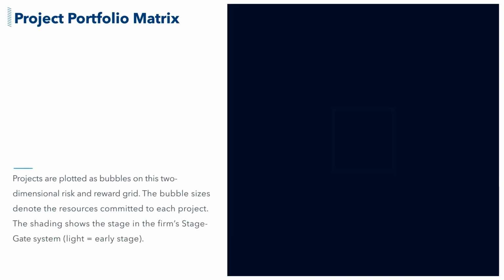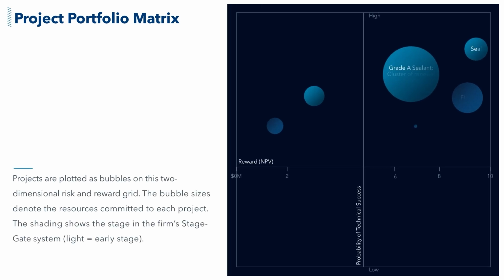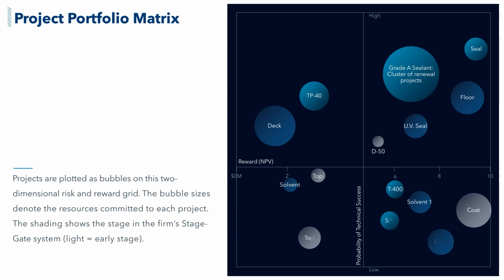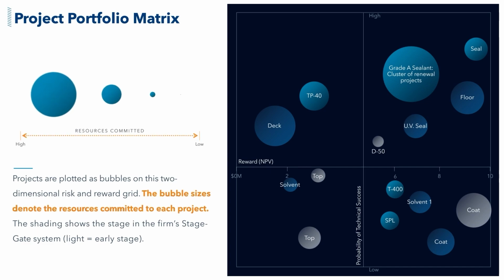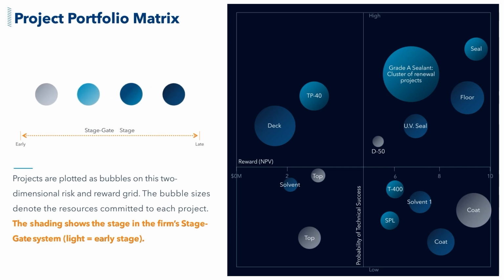Another way to look at the innovation portfolio is with a risk-reward chart known as the Project Portfolio Matrix. To build it, projects are plotted on a 2-dimensional risk and reward grid, where the risk, or the probability of technical success, is on the vertical axis and the reward is on the horizontal axis. The bubble sizes denote the resources committed to each project. Then the shading shows the stage in the firm's stage gate system, where the gray represents early-stage projects while the darker blue are projects in the later stage.